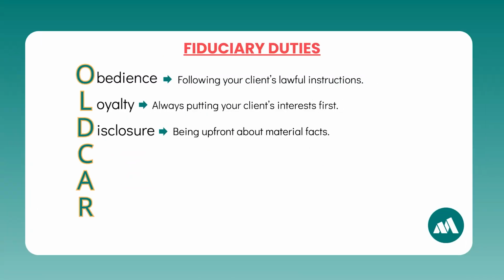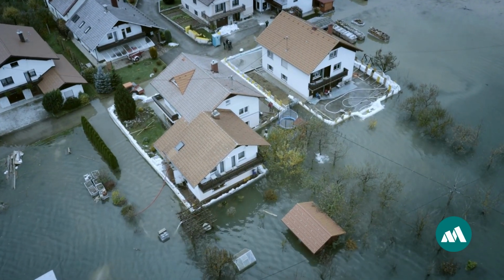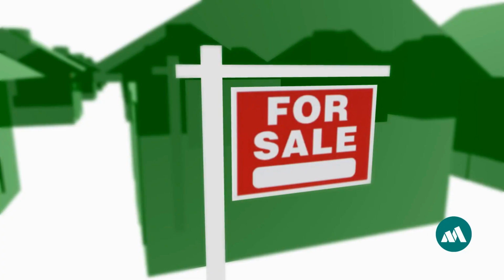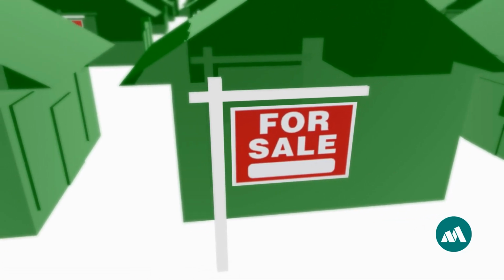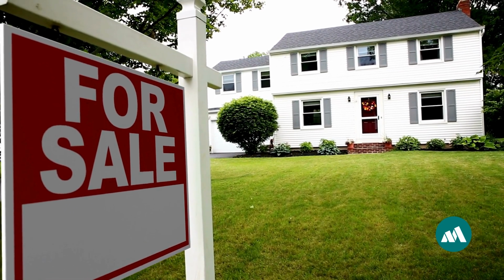On to disclosure, which is being upfront about material facts. Disclosure is all about being transparent. If you know something important about a property, like it has a history of flooding, you must tell your client, even if it complicates the sale. No hiding or sugarcoating. Your client deserves to know all the facts so they can make informed decisions, even if the property is sold as is.